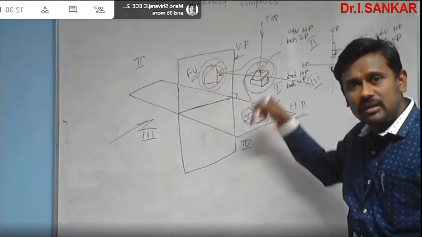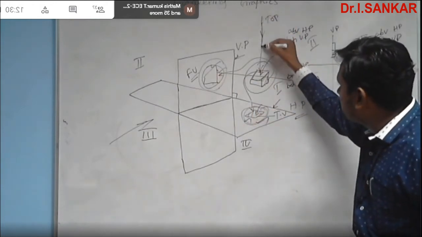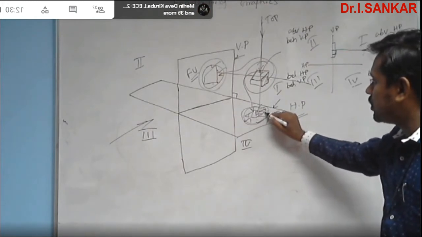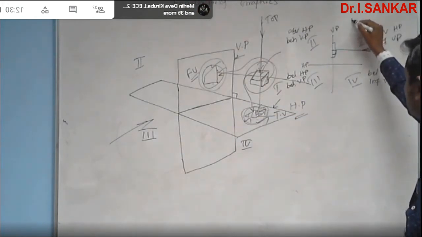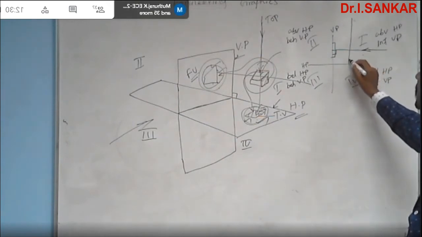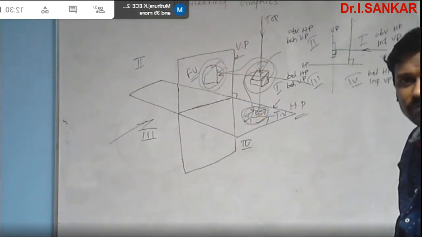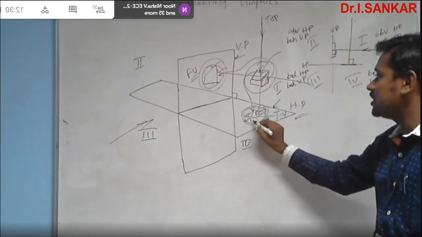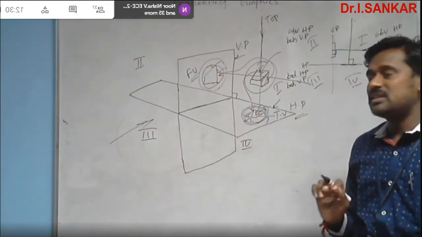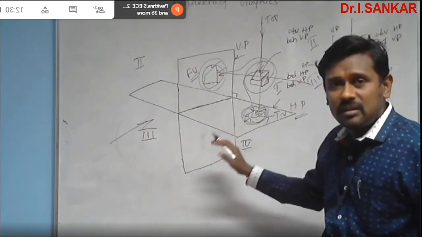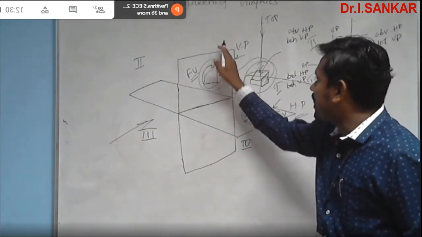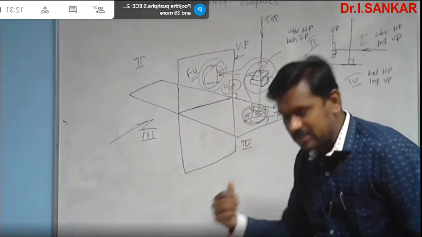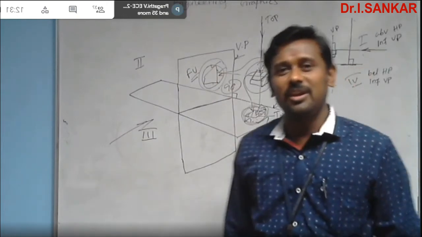In order to get the top view, you have to see the object from the top, and at that time your visual rays should be perpendicular to the horizontal plane. Then you will get the top view of the object in the horizontal plane. This is nothing but the top view. Because the angular relation between your visual rays and the principal plane is 90 degrees, this concept of projection is called orthographic projection.